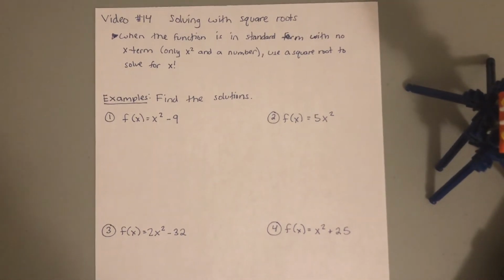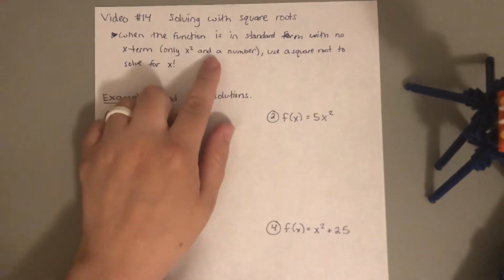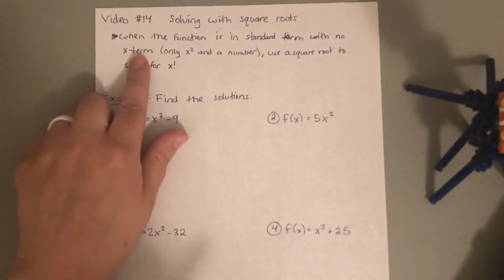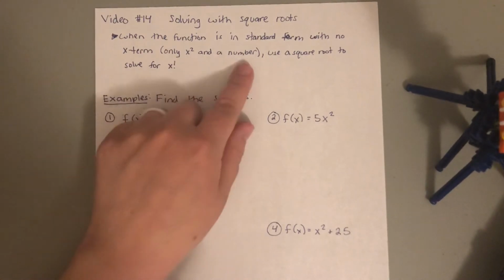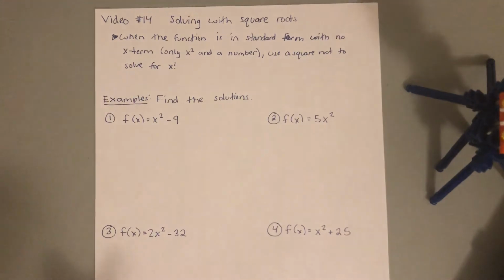In the last video, we talked about how to solve quadratic functions, finding the solutions when the function is in factored form. You can use the zero product property. In this video, we're going to talk about a way to solve them when they are in standard form, as long as there is no x term. So when the function is in standard form with no x term, only an x squared and a number, we can use a square root to solve for x.